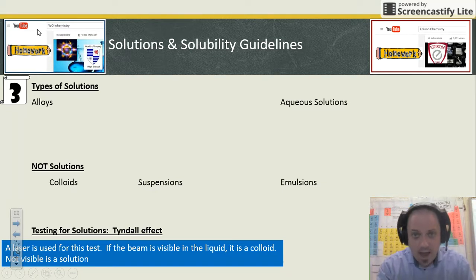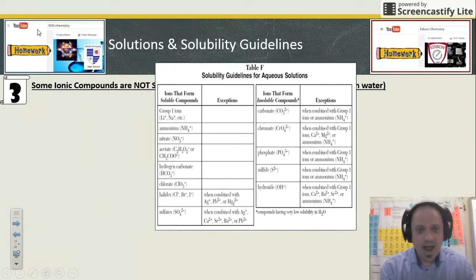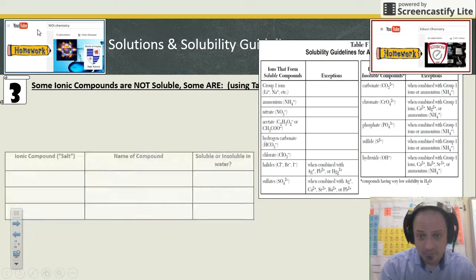Ask me in class and I'll happily show you true and not true solutions using the Tyndall test. There's a reference table that helps us decide if something will dissolve or not dissolve, and it's reference table F.